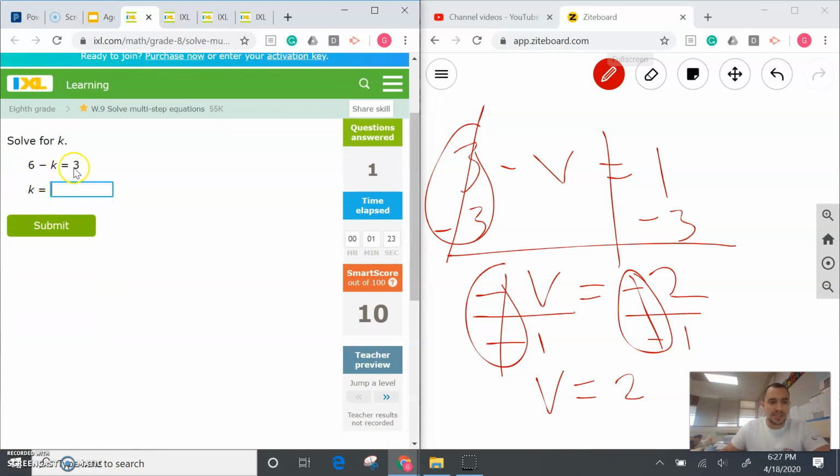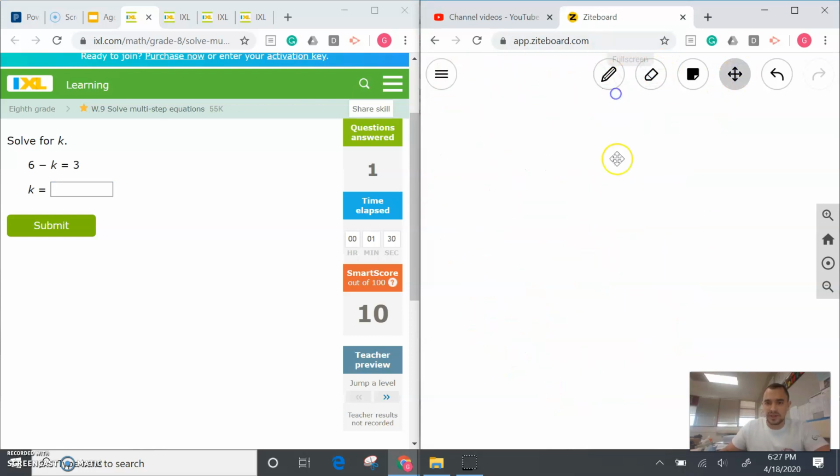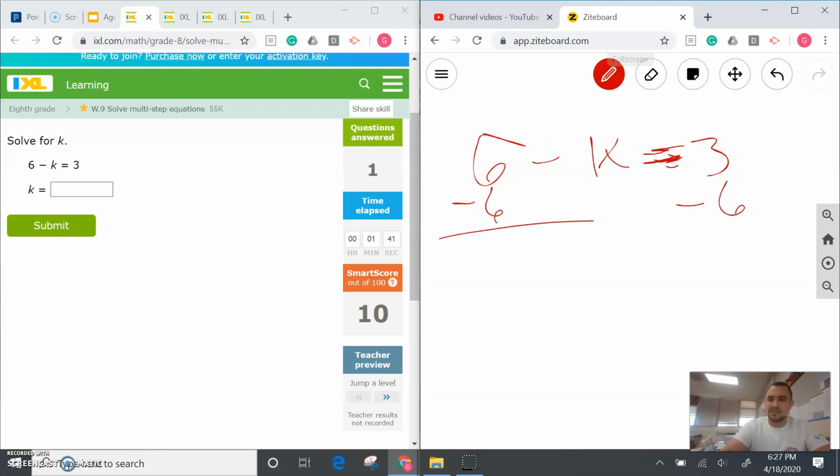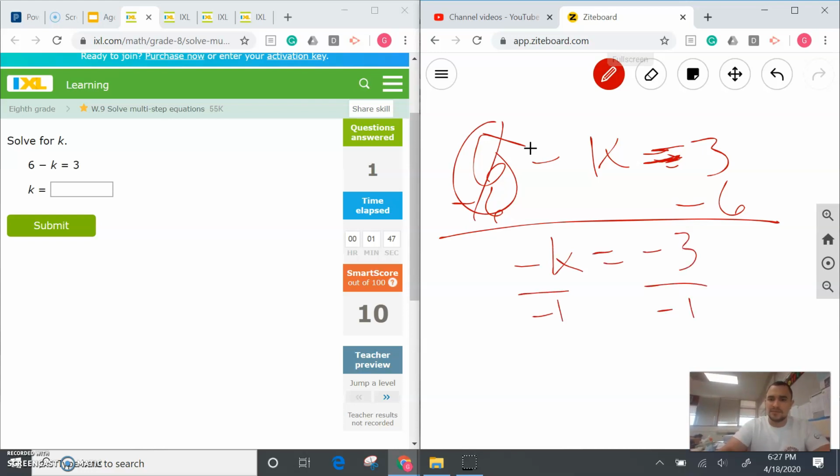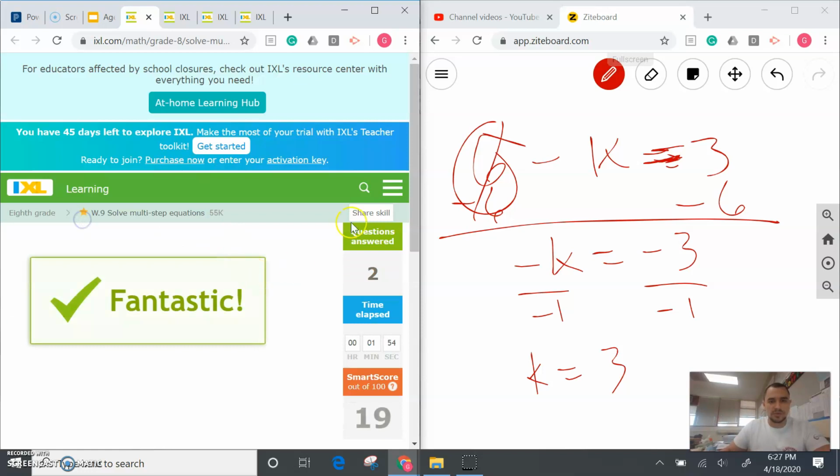Now 6 minus k equals 3. We know that's going to be 3, right? But we're just going to show our work, okay? 6 minus k equals 3. Minus 6 on both sides. Negative k equals negative 3, divide by the negative. So k equals 3. All right? So just understand that showing the work is important.